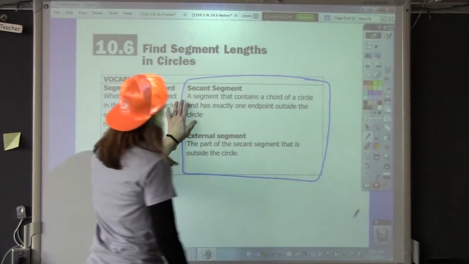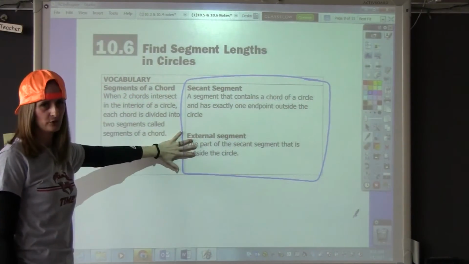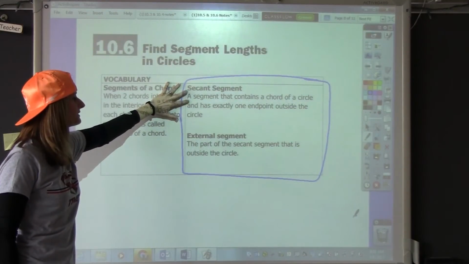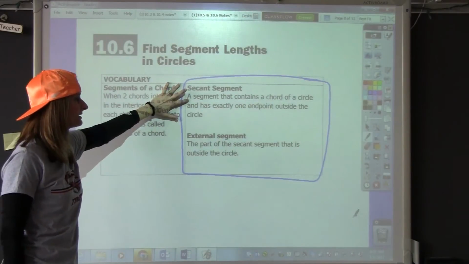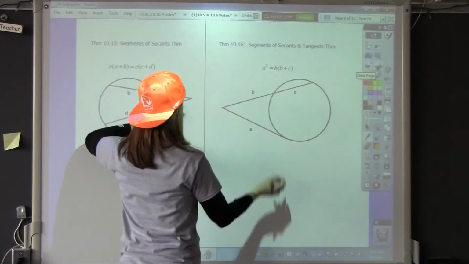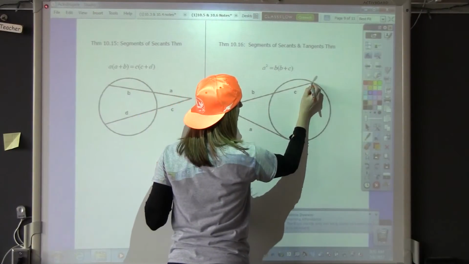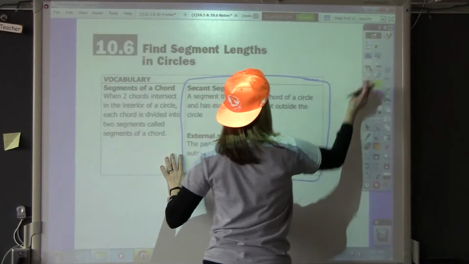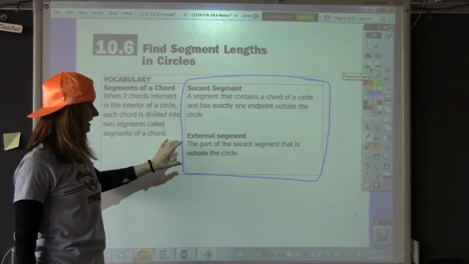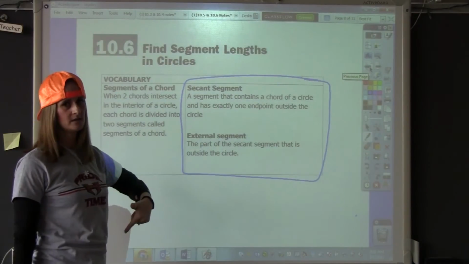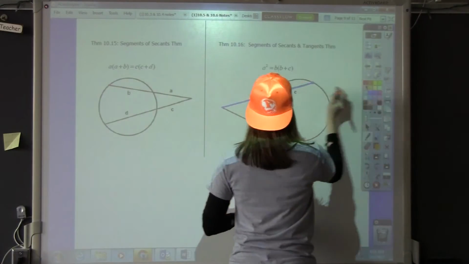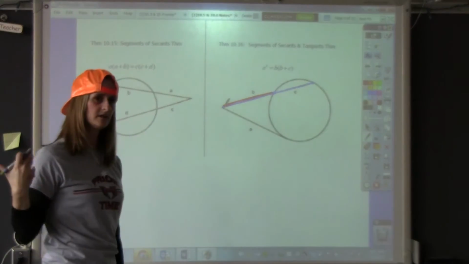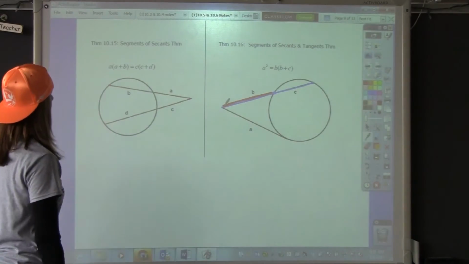Back to the vocab. Two things, secant segment and an external segment. A secant segment is a segment that contains a chord of a circle that has exactly one endpoint outside the circle. So, here's a secant segment. It hits the circle twice, 1, 2. So there you go, there's your secant segment. The external segment is the part of the secant segment that's outside the circle. So, that's just this external segment. We call that external, outside. It's on the outside of the circle.